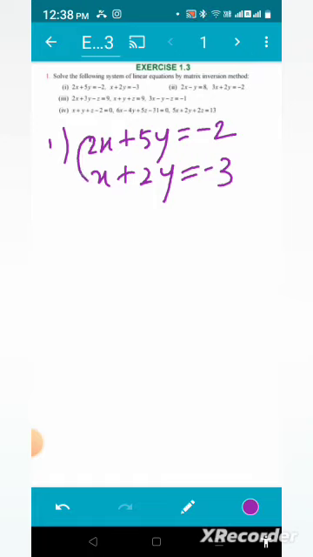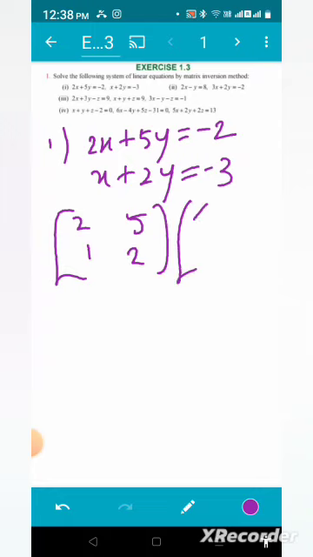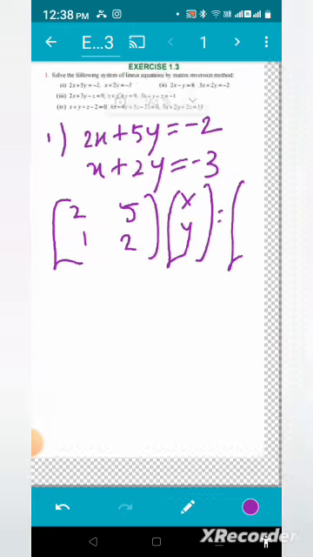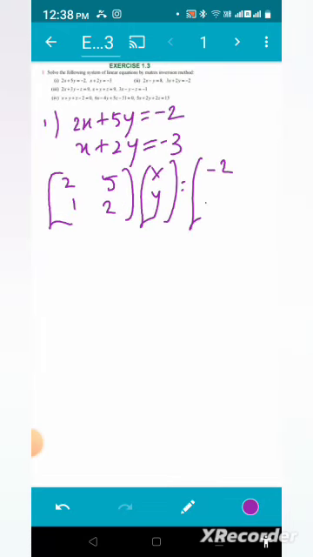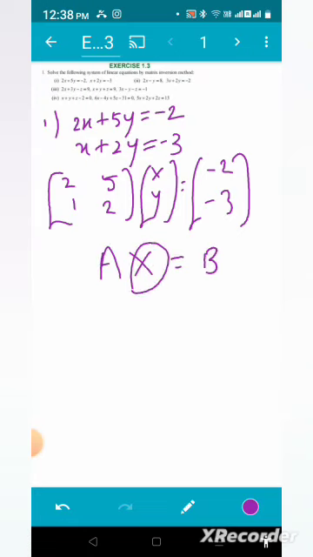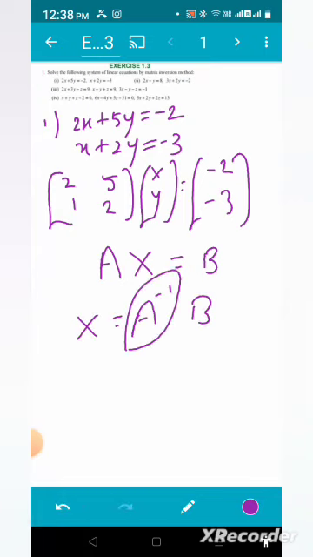From this we take the coefficients of x and y, that is the A matrix 2, 5, 1, 2. This is the A matrix into x y is equal to minus 2, minus 3. So this is like AX is equal to B. We want the x value only, so X is equal to A inverse B. So we have to find A inverse.